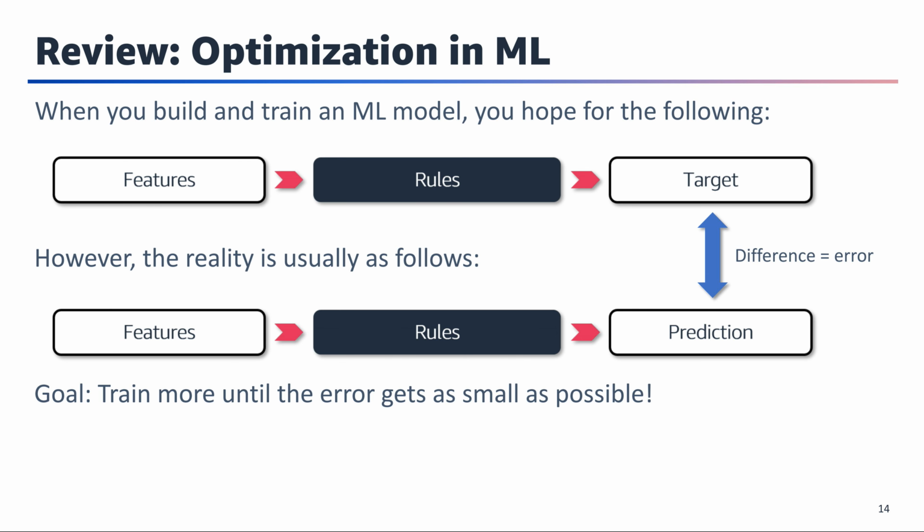ML models aim to take in the model features and match the model target. In reality, almost all ML models take in the model features and make model predictions that rarely match the model target exactly. Some error occurs, which is represented by the difference between the target and prediction values. The goal is to train until the error gets as small as possible.